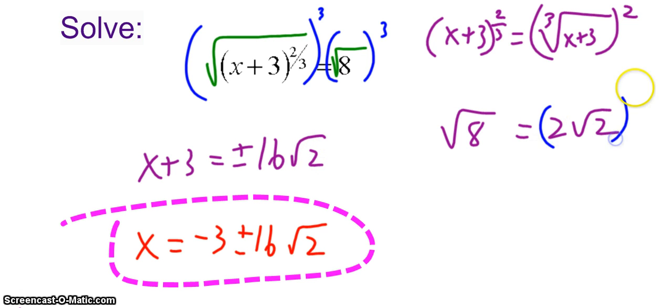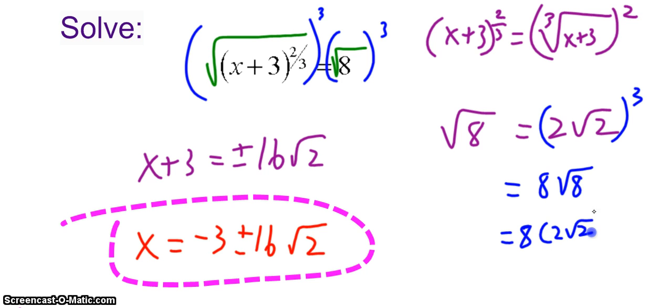Because when I cube this, I end up with 8 root 8, because 2 cubed is 8. The square root of 8, though, is 2 root 2, so that's how we get 16 root 2. Okay. So I get x plus 3 equals plus or minus 16 root 2, subtract the 3. Because we cubed both sides, we do not have to worry about extraneous solutions.